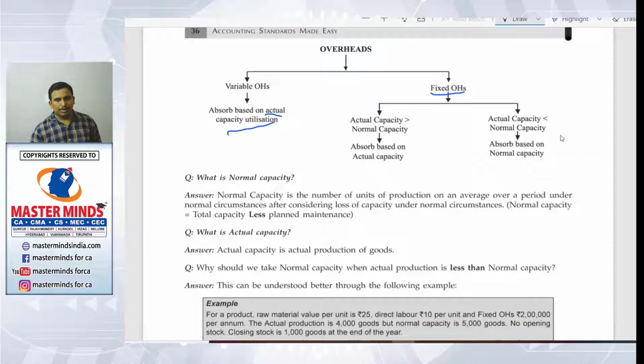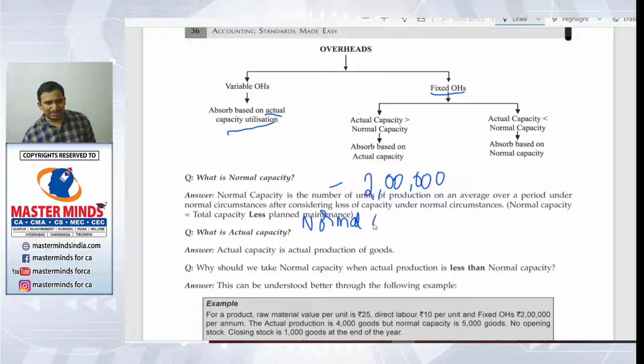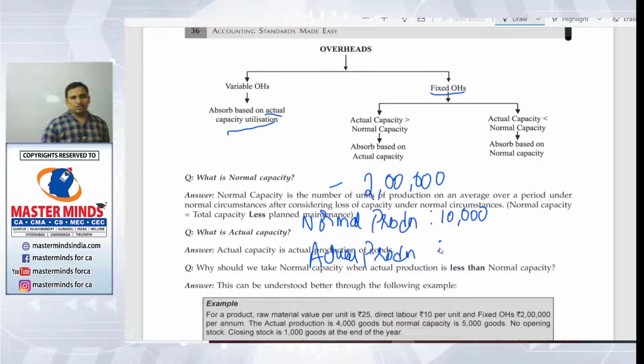Now let me take an example. Let us say totally you have incurred some fixed cost of 2 lakhs, fixed overheads of 2 lakhs. Everybody make this very clear. Now I think in costing you know that generally you allocate it based on normal production or normal capacity, right? Let us say normal production is 10,000, and whereas actual production, another one. Generally these things will be normal production and actual production.